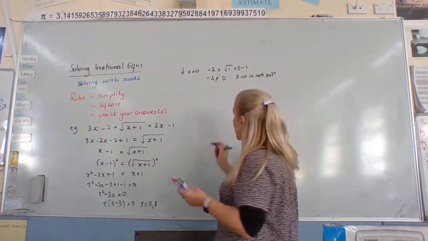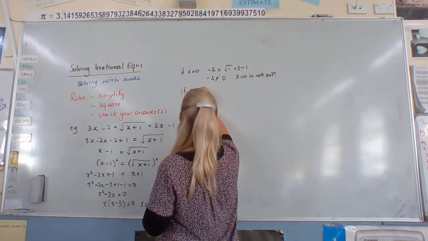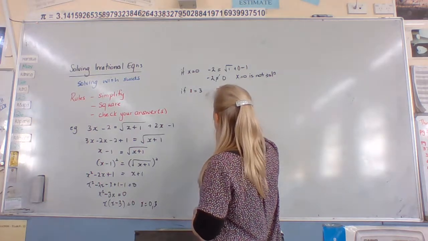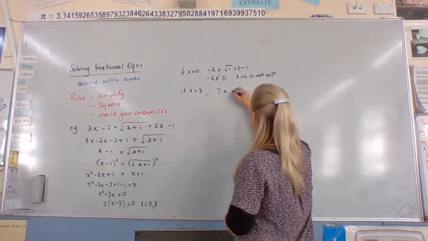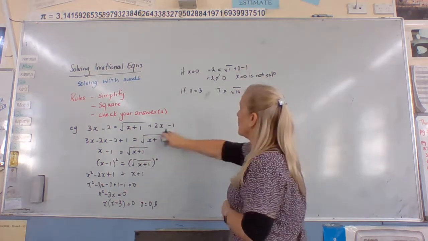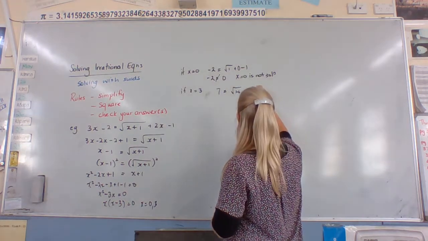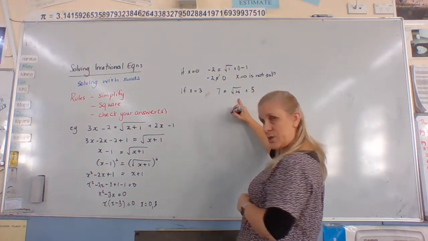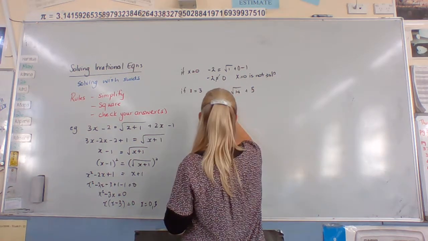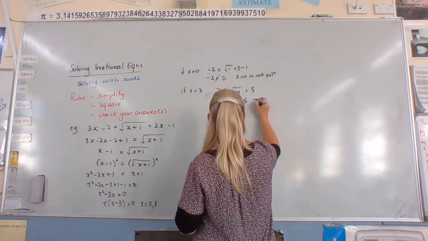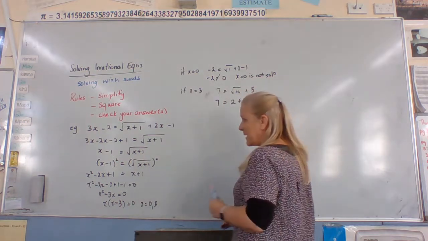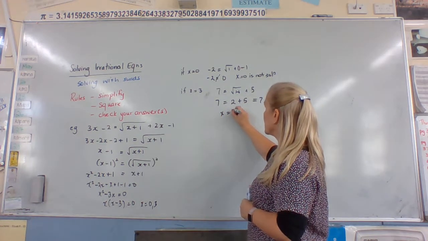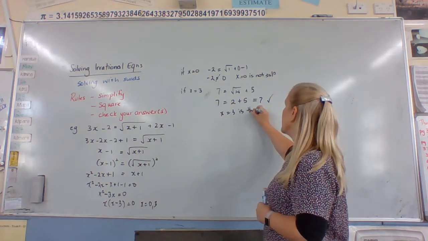Checking with the other one just in case, if x equals 3, what do we get? We get 3 times 3 is 9 minus 2 is 7. We get 3 plus 1, the square root of 4. We get 3 times 2 is 6 minus 1 is 5. All right. So, what is the square root of 4? 2. 7 equals 2 plus 5. Yes, it does. We don't want an equal sign there. Oh, we could put 7, I suppose. Yes, it does. So, x equals 3 is the solution.